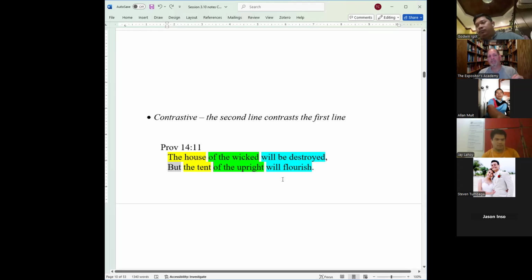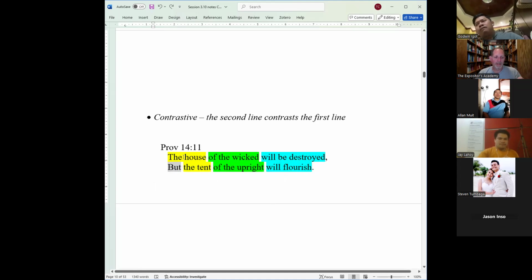Notice we have opposites here, contrasts. Yes, house and tent refer to the same thing, but we have the wicked versus the upright. We have destroyed versus flourish. Flourish means to grow, to be productive. And so here it's clearly a contrast. The second line does not say the same thing as the first. It really is saying the opposite of the first, but it says it in a similar way.